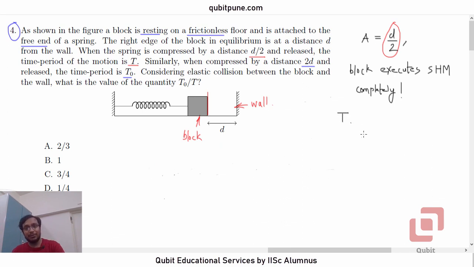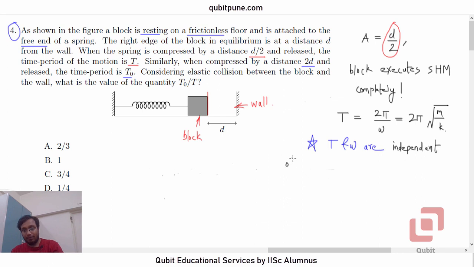Now we know that in usual notations, t is 2 pi by omega, which is also equal to 2 pi root m by k. There is a specific reason why we have written this formula, although they have not said anything regarding the mass of the block and the spring constant of the spring. The conclusion that we would like to use from this formula is that t and omega are independent of the amplitude of SHM.